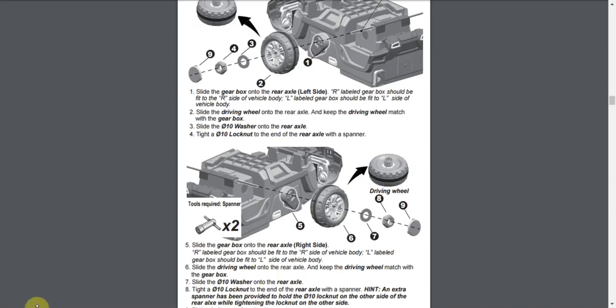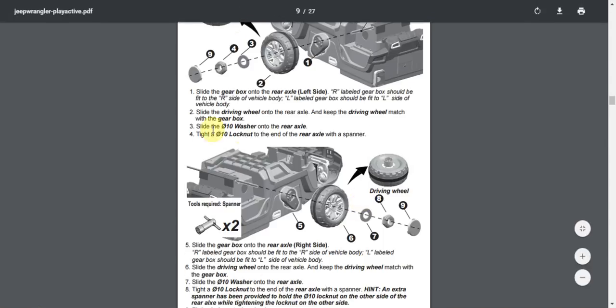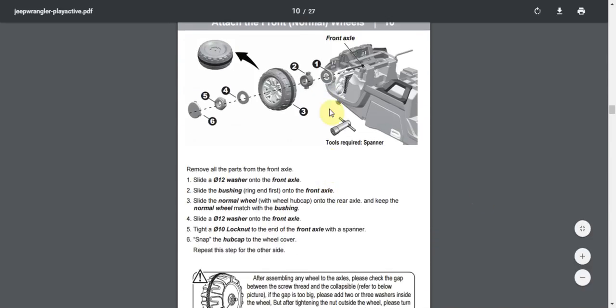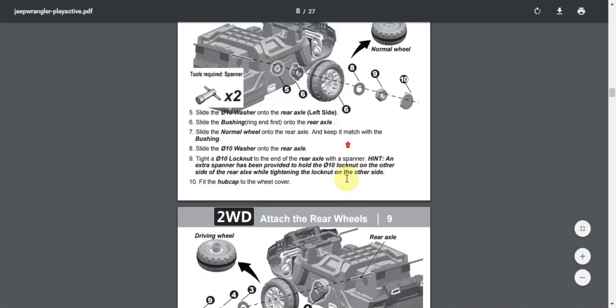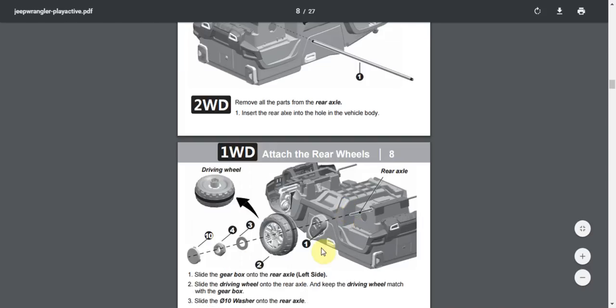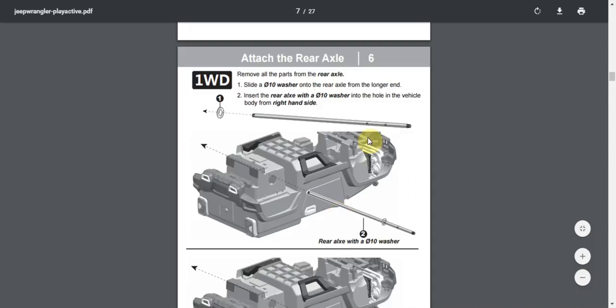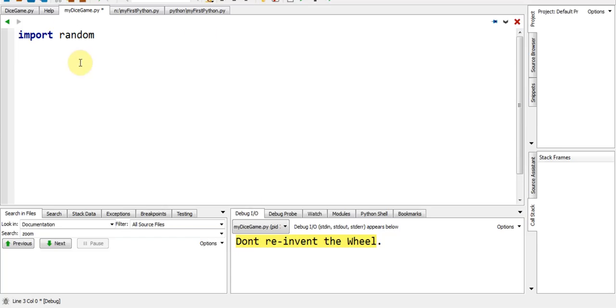Think of it as an analogy, a bit like a set of instructions to make a toy car. I'm putting different pieces together, but I didn't actually have to make those pieces. So I can use the car, I can add the wheels, I can add the motor, add the battery. I don't know how that works. I don't necessarily need to know how all of this works. I just need to know how to put them together in the right order to do what I want to do. It's the same with programming. I don't need to know how random works. I just need to be able to use it in the right way.